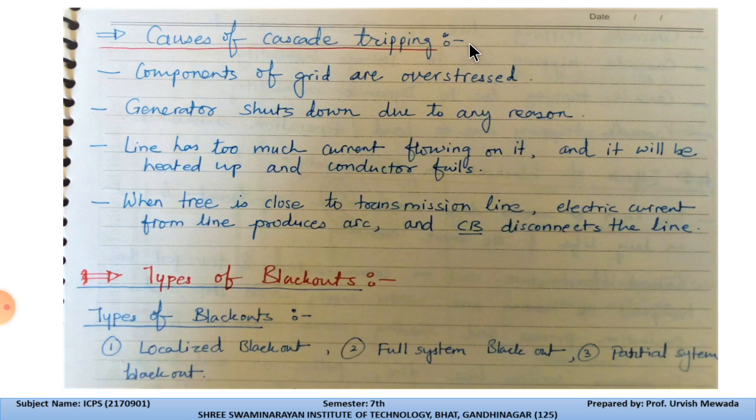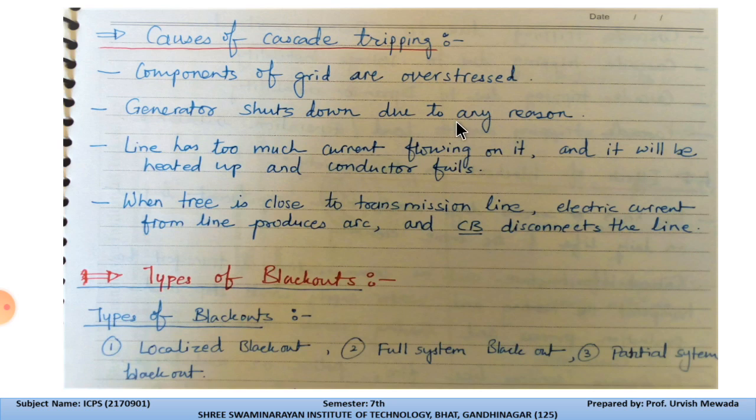And the generator shuts down due to any reason, because if any fault occurs in the generator and it shuts down, and it is connected to the interconnected power system, then the load which still remains in the system has to be withstood by the other systems which are connected with the interconnected power system. That's why cascade tripping can occur. And the line has too much current flowing on it, which is again a type of overstress, and it will heat up and the conductor fails.